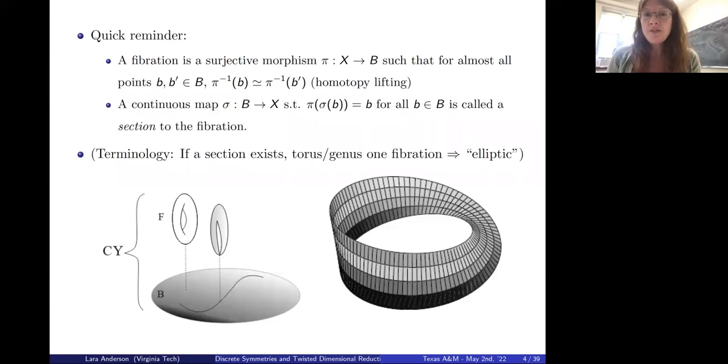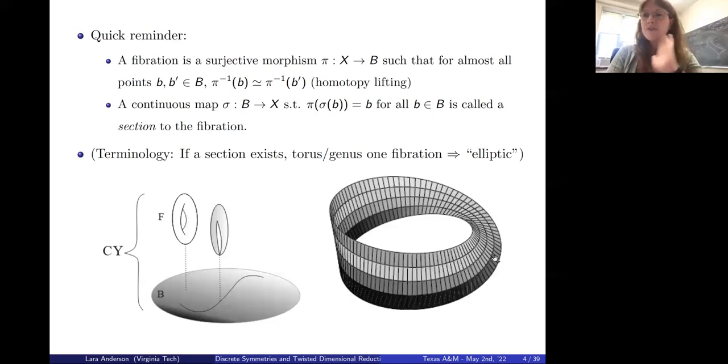So a fibration mathematically is a surjective morphism between two spaces, X and B, bigger space, littler space, surjective mapping, such that for almost all points, the inverse image of that mapping is homotopic, i.e. the same looking. Very loosely, this means that if you have a fibration structure, you can pull apart your space into sort of two pieces, a vertical piece that is above a bunch of points of a horizontal piece.